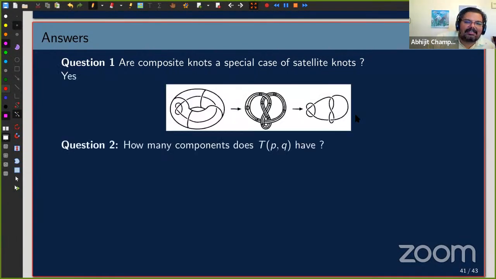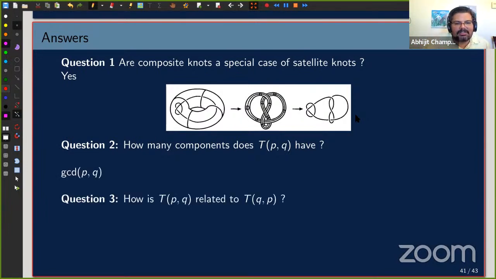Our composite knot special case, yes, they are. You just put a knot in the solid torus where one strand goes around the solid torus. And then if you do the satellite construction, you exactly get the composite knot. The number of components of T(p,q) is related to the GCD. If p and q are co-prime, then there is only one way to come back. So the number of components is just the GCD.